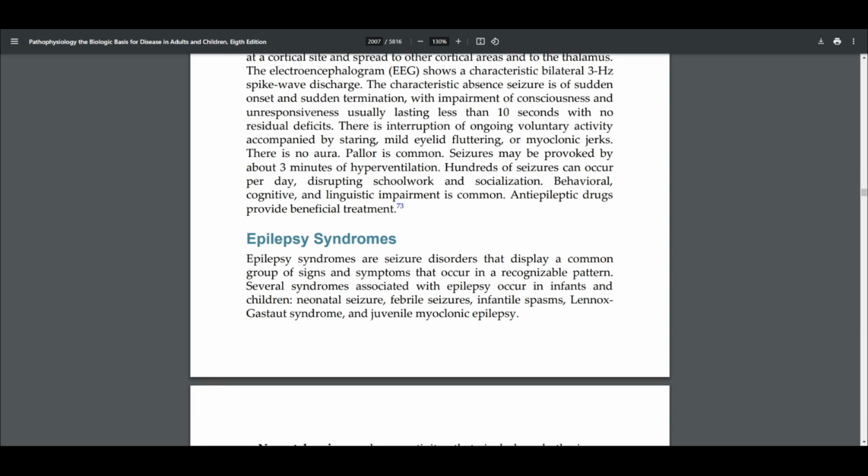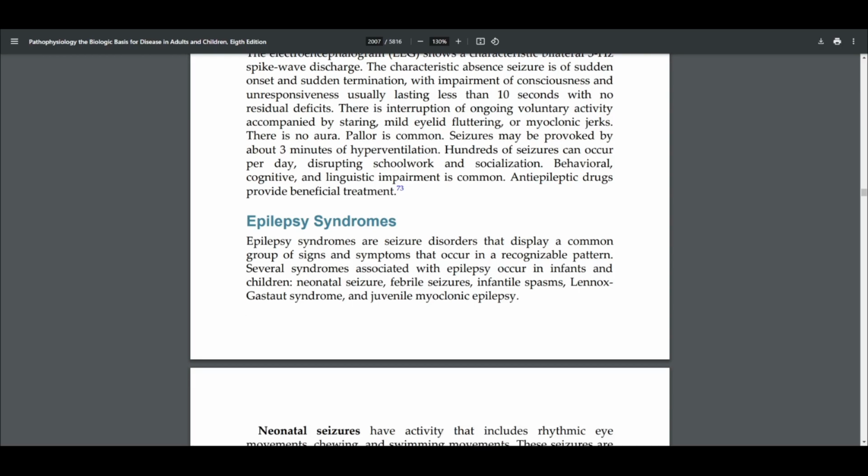Seizure may be provoked by about 3 minutes of hyperventilation. Hundreds of seizures can occur per day, disrupting schoolwork and socialization. Behavior, cognitive, and linguistic impairment is common. Anti-epileptic drugs provide beneficial treatment.